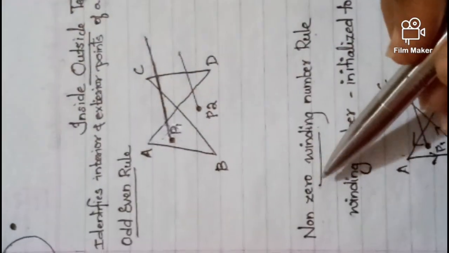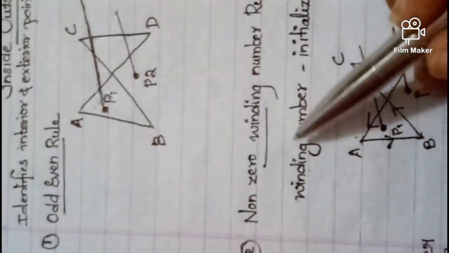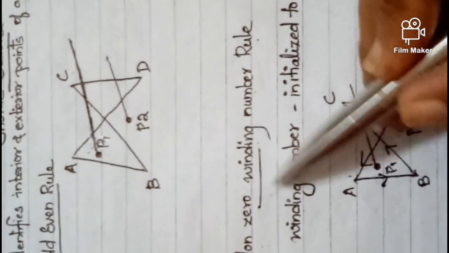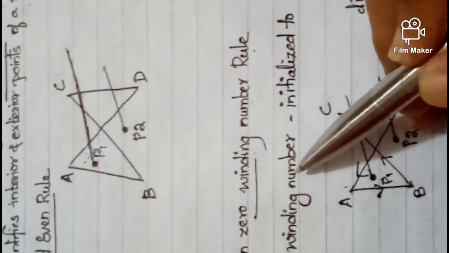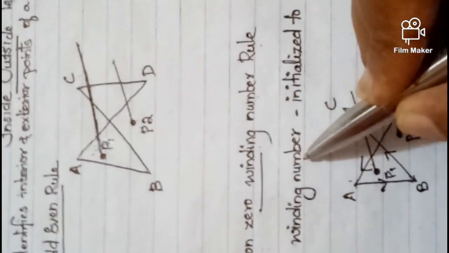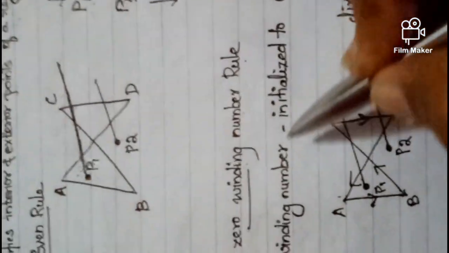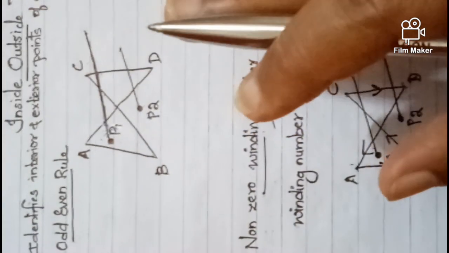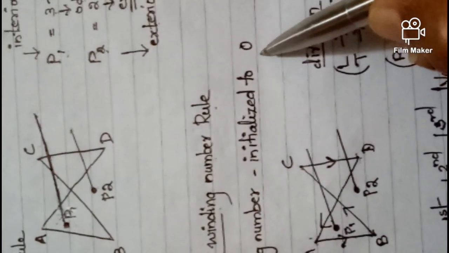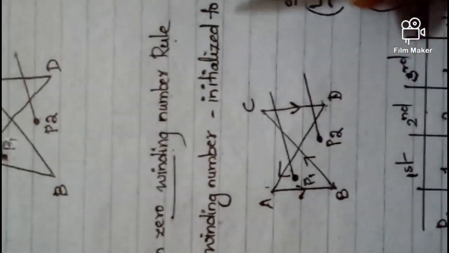Let us move on to the next one, which is the non-zero winding number rule. Here in this method we will be using a winding number. Forget this word winding. Just consider that we are using a variable, a number which is initialized to 0, and the name of the variable is winding number. Let us see how this method works.